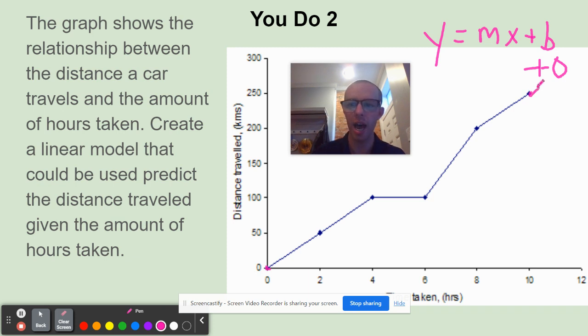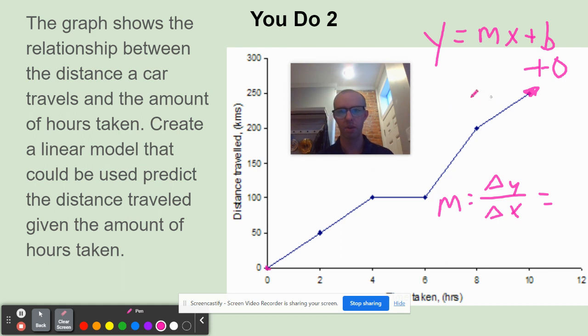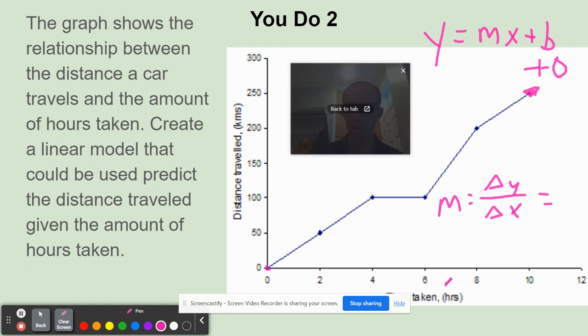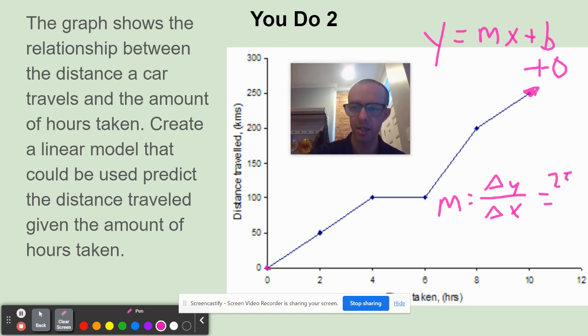And now I want to find the average rate of change, because this rate of change is not constant, right? I'm going to do that by finding m is the change in y over the change in x. So we started at 0, and it looks like we end here around 250. The total change in y is 250. And the change in x is, well, we started at 0, and it's been 10 hours.